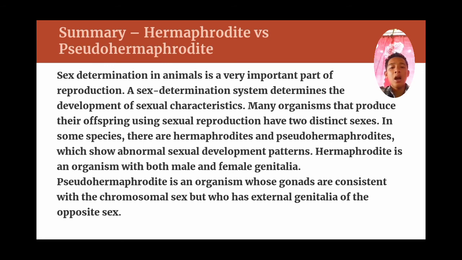A pseudo-hermaphrodite is an organism whose gonads are consistent with the chromosomal sex but has external genitalia of the opposite sex. This is the summary of the difference between hermaphrodites and pseudo-hermaphrodites.